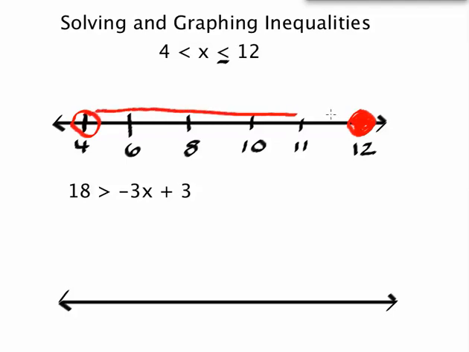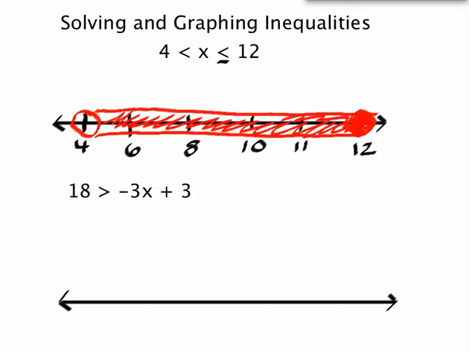Alright, so what I need to do now is I need to shade the proper direction, which would be in between these numbers here. X can be any of these values in between 4 and 12. And so you just fill this in, you shade it in a little bit, and that's how you solve the compound inequalities.